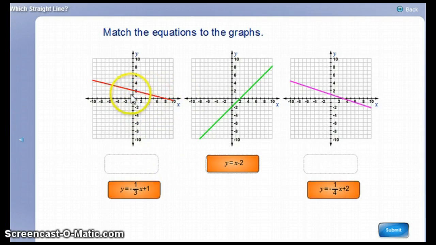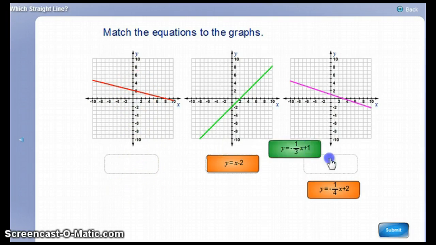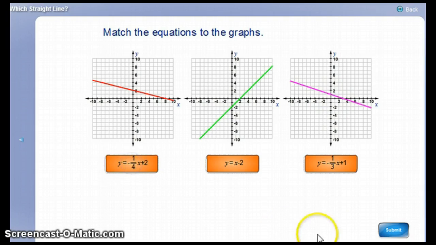Now they've got different y-intercepts, so that's the easiest thing to do. This one has a y-intercept of +1. This line doesn't work because its y-intercept is 2, so this goes over here. See the y-intercept there? It's halfway between 0 and 2, so that's the one. And this one goes here.